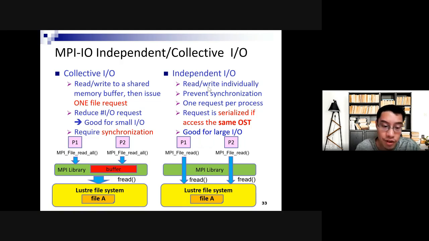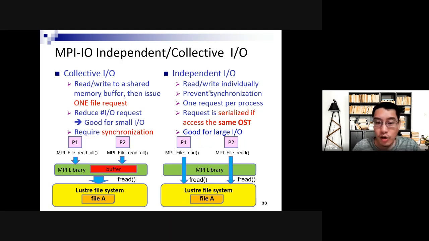However, the drawback of collective I/O is that, because you have a buffer, your I/O operation actually introduces an additional memory copy, because the data needs to be copied from the file system to the buffer and then to the processes. So there's some overhead for collective I/O. And of course, there's also overhead to coordinate the processes, to calculate their boundaries, etc. So it does have extra overhead.